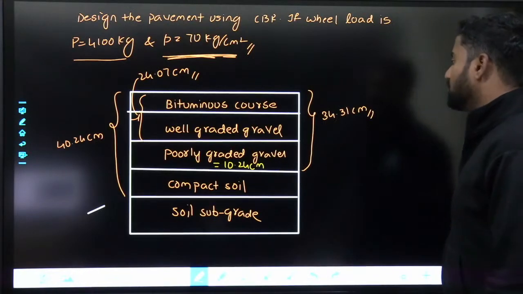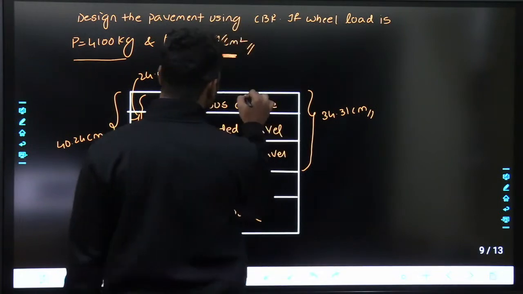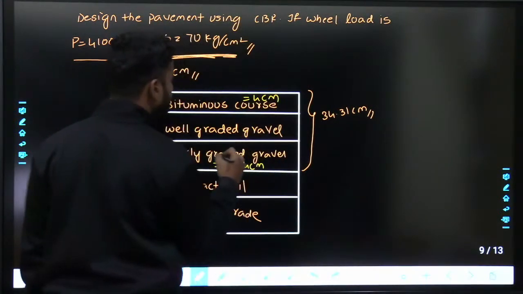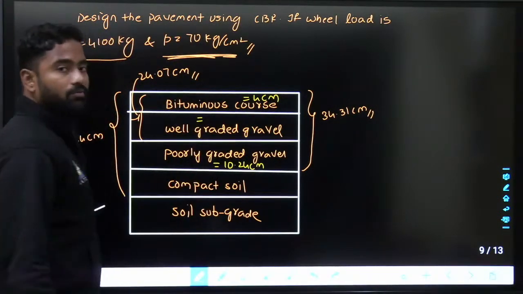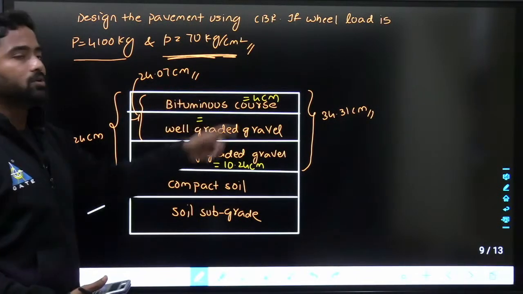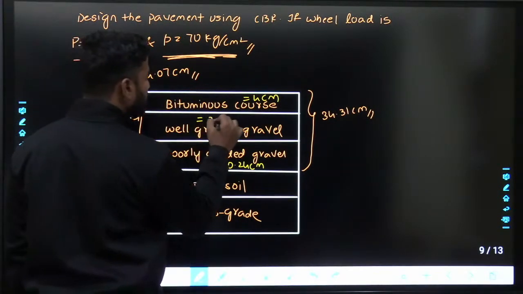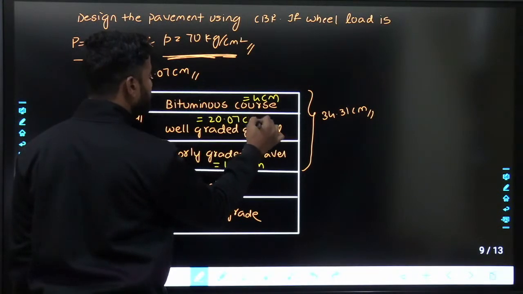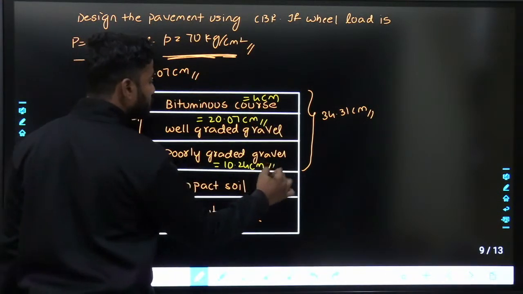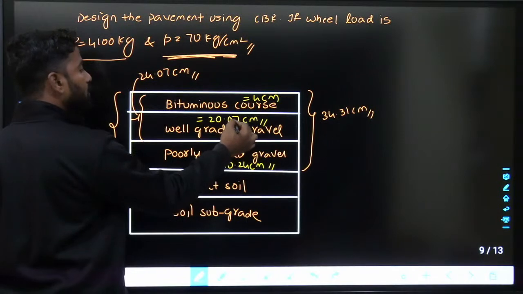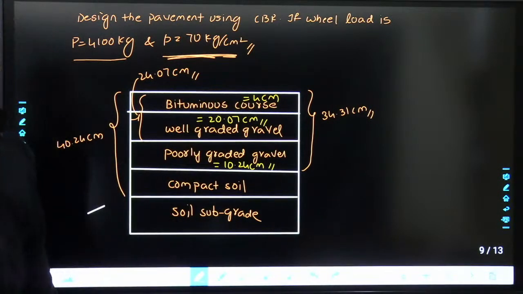If thickness of bituminous course is already given as 4 centimeters, then what would be the thickness of well graded gravel? That is 24.07 minus 4, which is 20.07 centimeters. This is thickness of poorly graded gravel, this is thickness of well graded gravel. Bituminous course is already given to you.